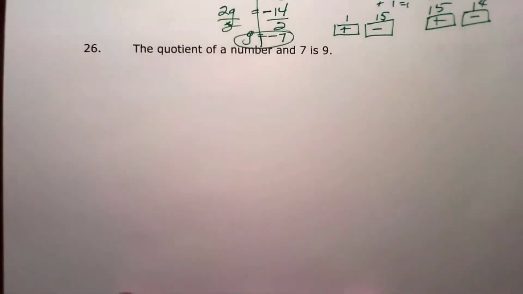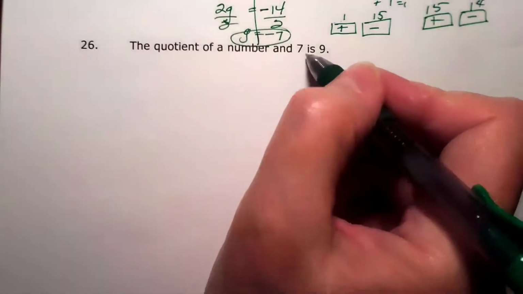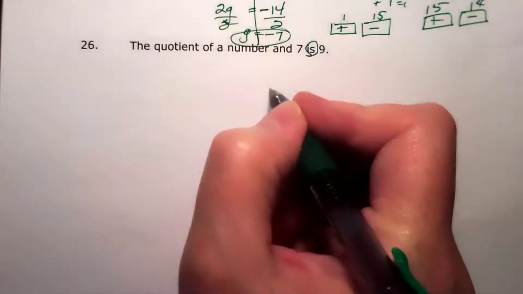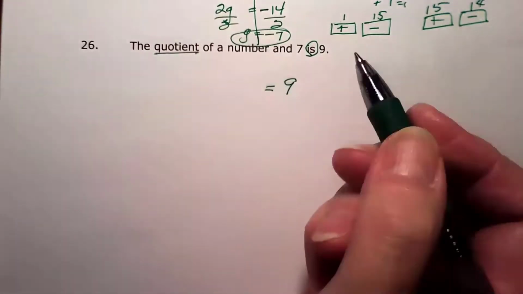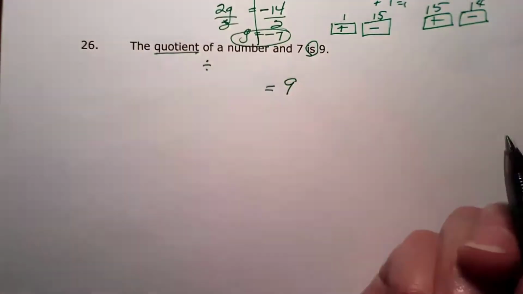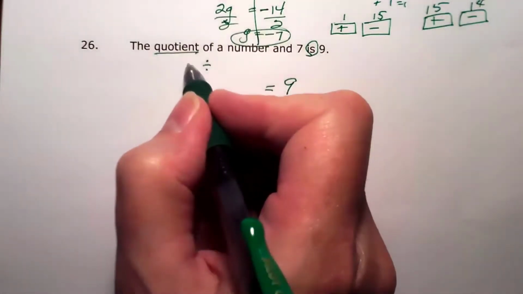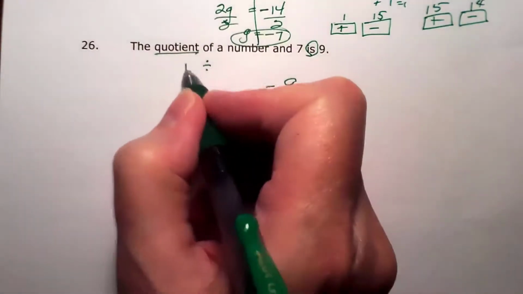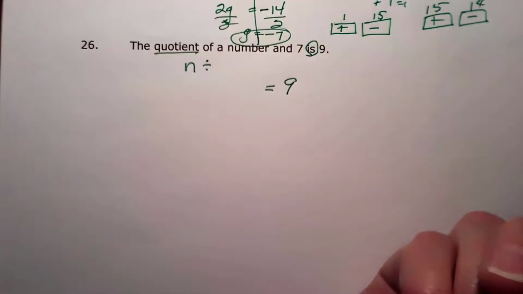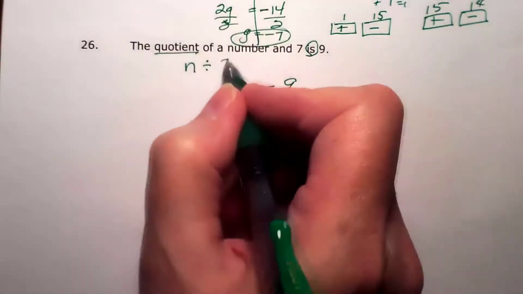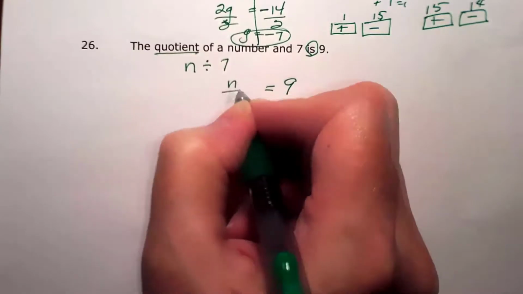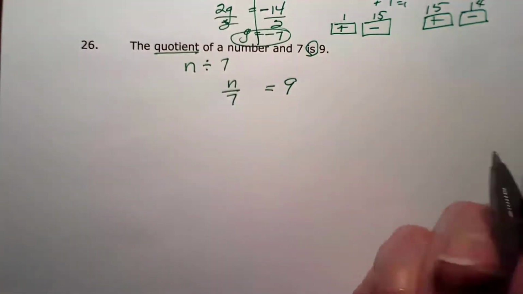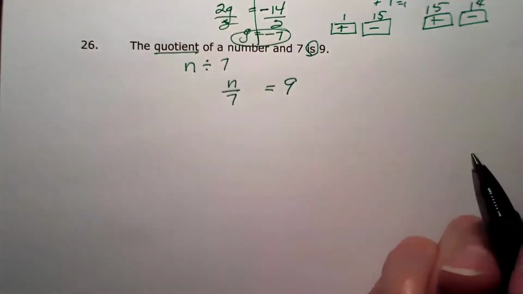And the last one here. Again, I like to find my equal sign first. This time it's just is equals 9. So the quotient means divide. Quotient of a number and 7. So I'm going to just say n for the number and 7. So I can do n divided by 7, or I could write it like this, which is more typically how we see it. N divided by 7 equals 9.